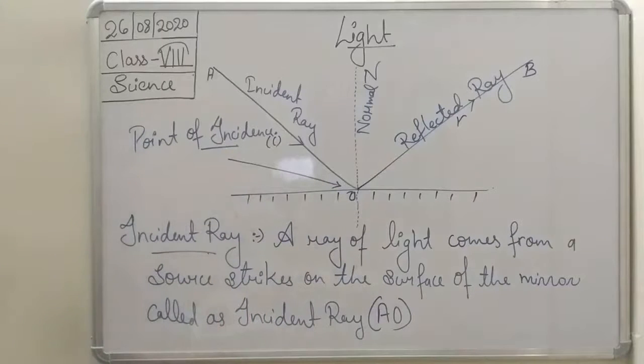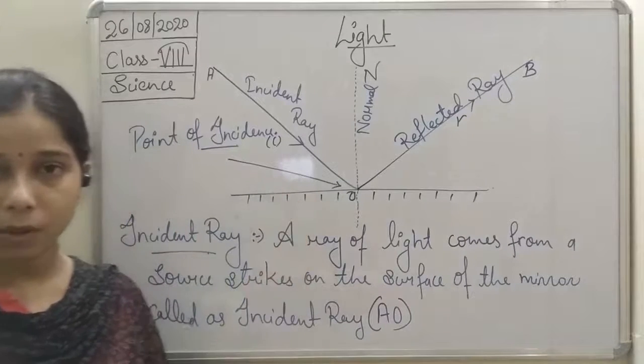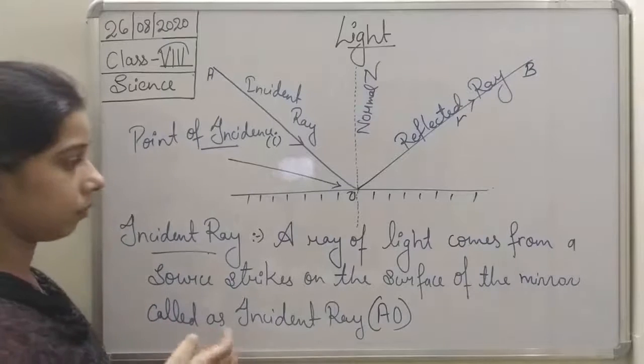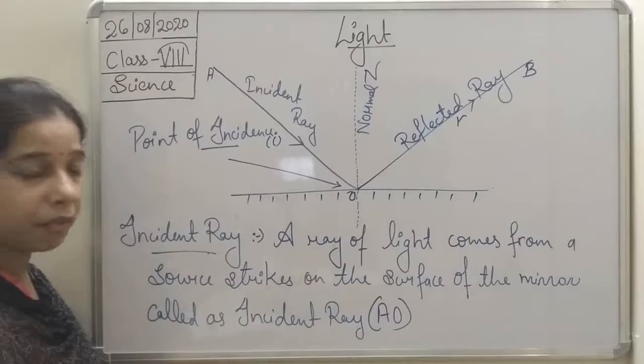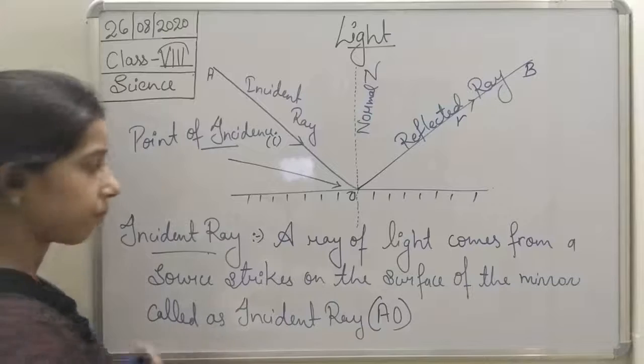Now if we talk about the other term, student, that is the point of incidence. So what is the point of incidence? A ray of light comes from a source and strikes the surface of the mirror, and that is called the incident ray.